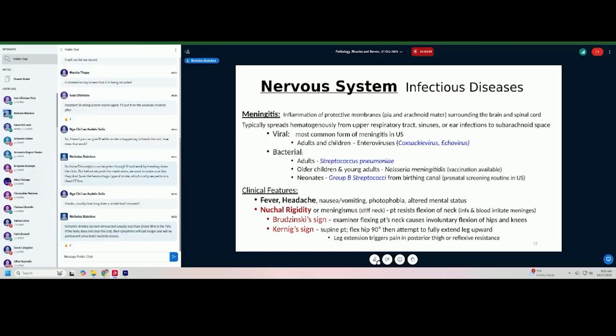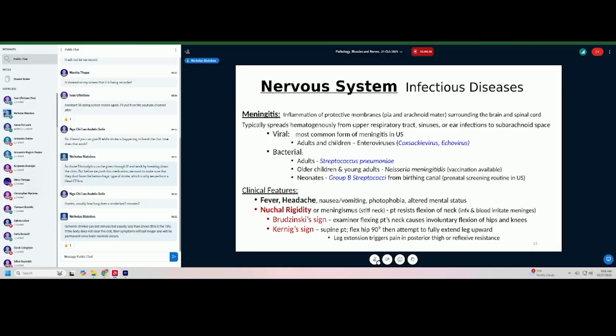The most common causes of viral meningitis are the enteroviruses. So think about Coxsackie and echovirus. These are typically GI viruses, but they also spread through the respiratory tract, so it can infect the upper respiratory system as well.